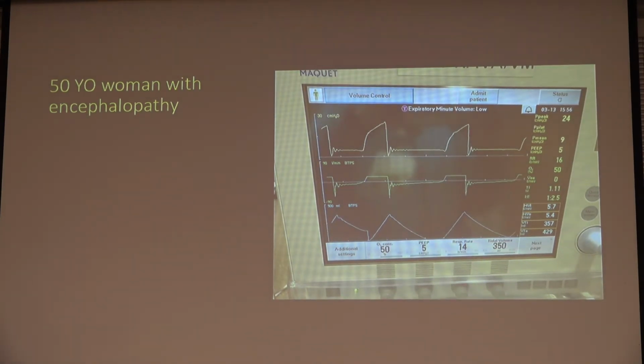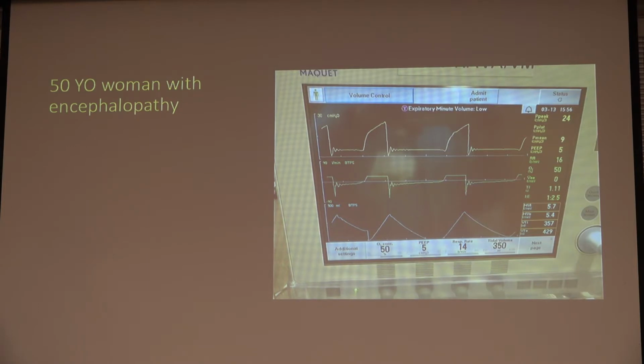Finally, a 50-year-old woman admitted to my ICU with encephalopathy. This person's wearing green, so you know it's not me taking the picture, or teal, whatever color our respiratory therapists wear at the University of Iowa. So this is a patient brought into the emergency room, intubated in the emergency room for encephalopathy.